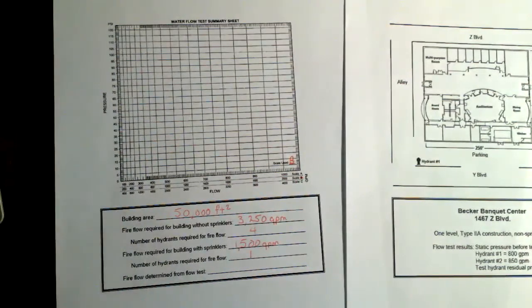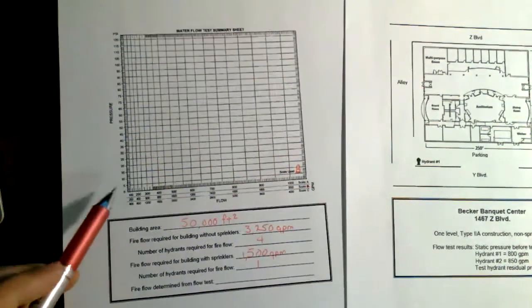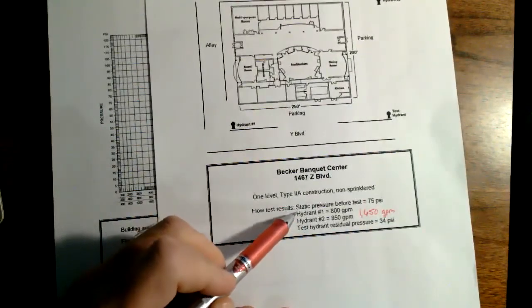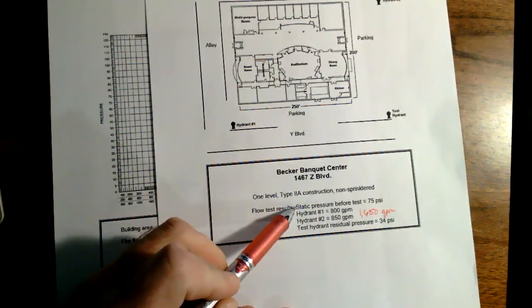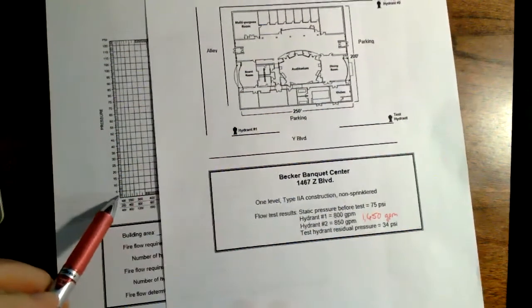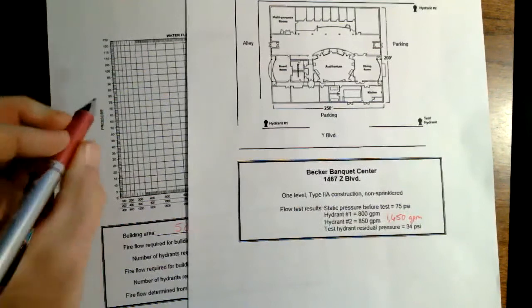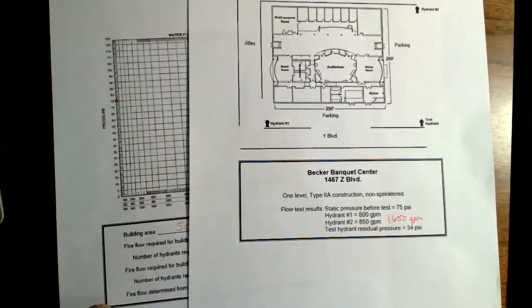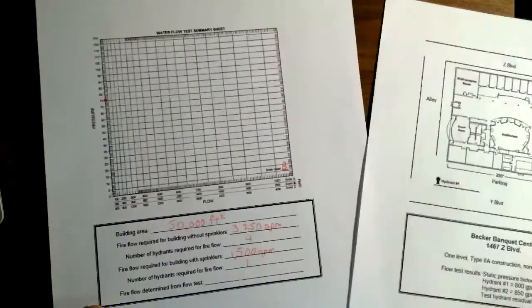The next thing we need to do is locate and plot the static pressure on the vertical scale, okay? What they mean by that is we know that our static pressure is 75 psi, right? So we're going to go up the 0 scale. This is the 0 scale, and mark 75 psi by just making a dot. Okay, so we've made our first dot on there.